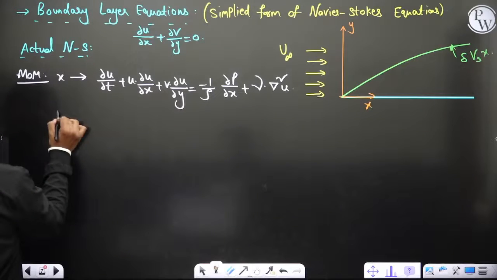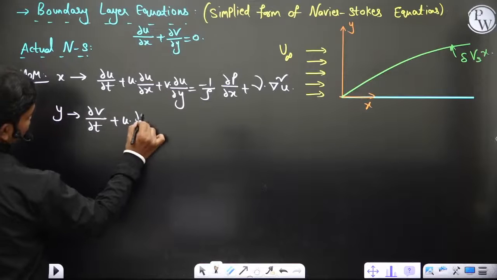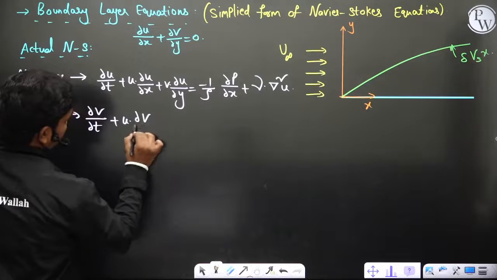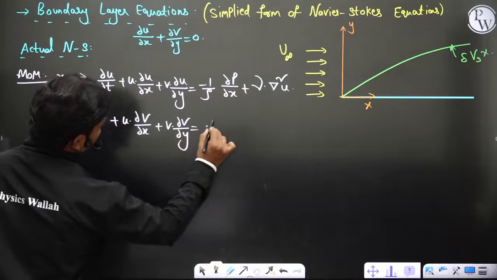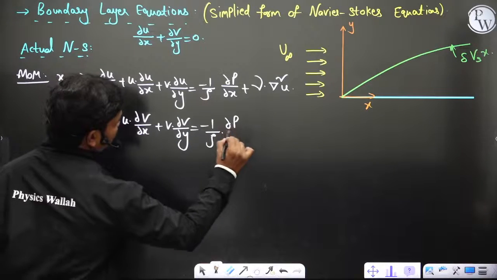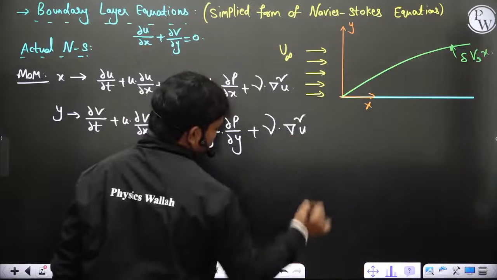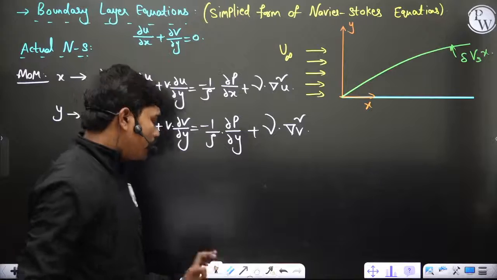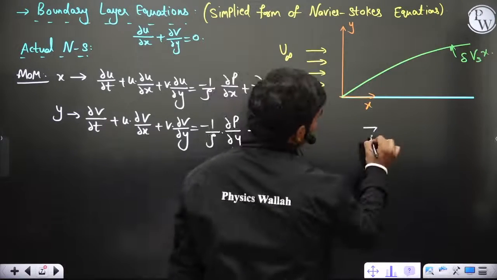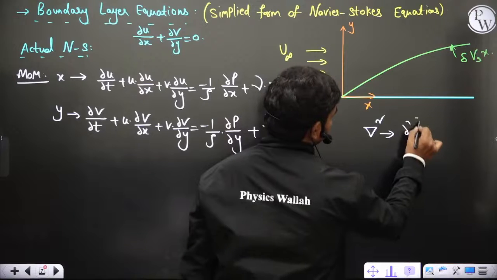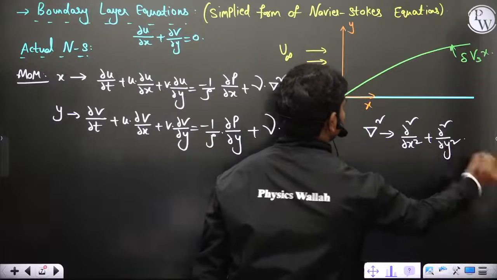Okay, similarly in y direction, dou v by dou t plus u into dou v by dou x plus v into dou v by dou y is equal to minus 1 by rho times dou p by dou y plus nu times del square v actually. Okay, so this is what we have, and we are talking only in the 2 directions. In the z direction we are assuming nothing is changing. Okay, so del square in Cartesian is dou square by dou x square plus dou square by dou y square. It's a 2D. Okay, so 2-dimensional Laplace we can take.